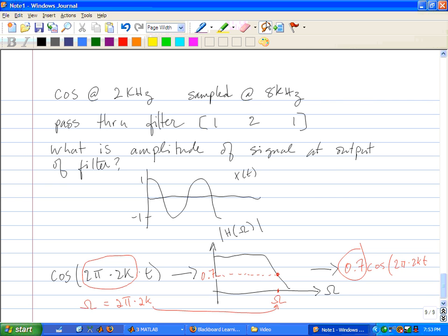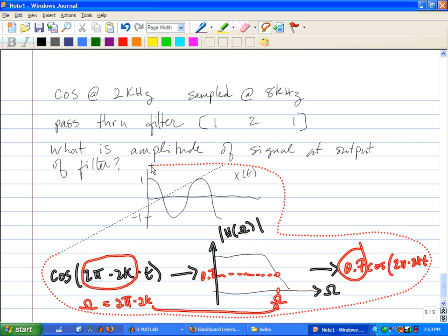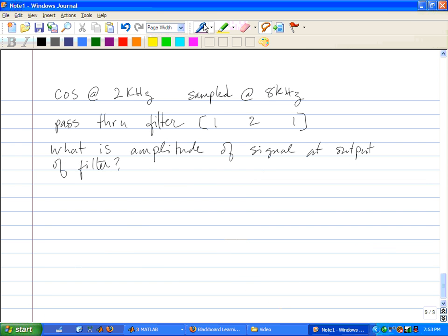Alright, here's what I'm going to do. All this is going to get canned. Alright, good. Keep my writing space neat. So my frequency in the digital domain is going to be 2 pi times the frequency, 2k, divided by the sampling frequency, 8k. Great. So what does that give us? Pi over 4? Pi over 2. Yeah, pi over 2.